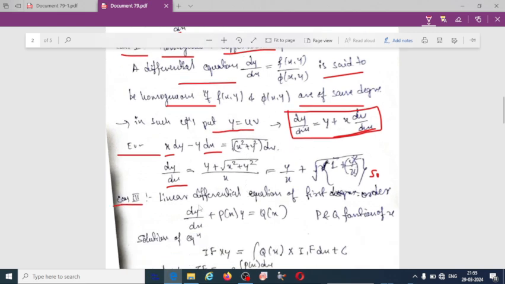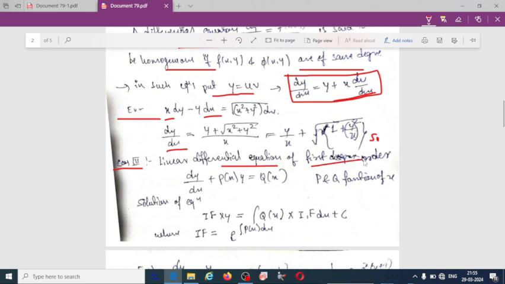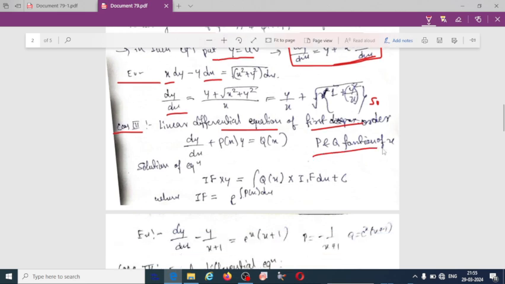Case 3, the questions may be from linear differential equations of first order. The derivative dy/dx has order 1 and degree also 1. Here P and Q are functions of x, and the solution of this type of differential equation is given by integrating factor times y = ∫ Q(x) times integrating factor dx + c. The integrating factor here is e^(∫P(x) dx).